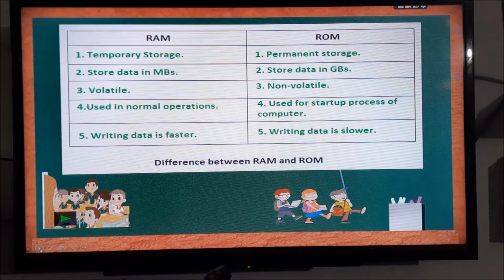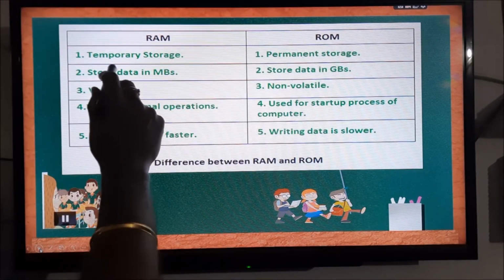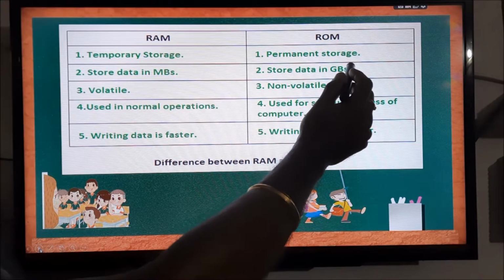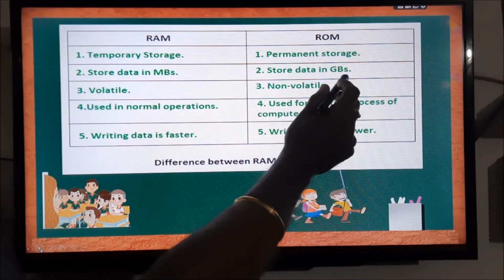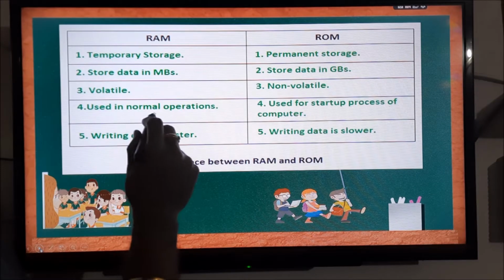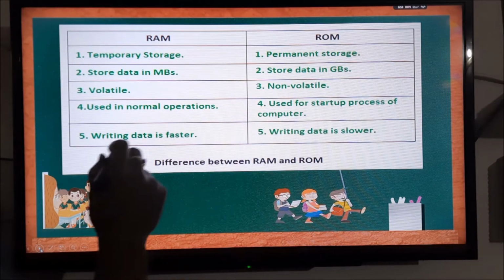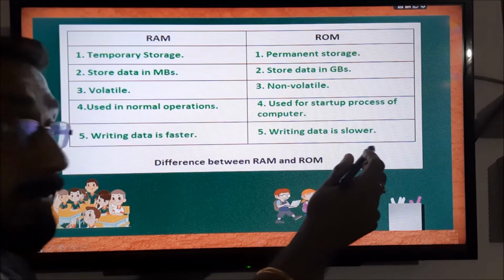Now you can see the difference between RAM and ROM. RAM is temporary storage. ROM is permanent storage. RAM stores data in MBs, ROM stores data in GBs. RAM is volatile, ROM is non-volatile. RAM is used in normal operation, ROM is used for the startup process of the computer. Writing data is faster in RAM, and slower in ROM.